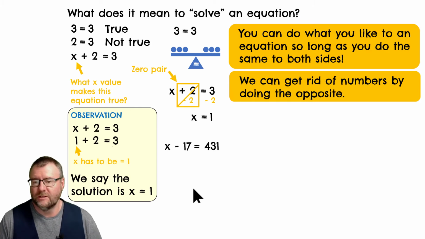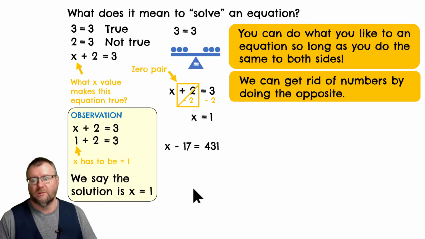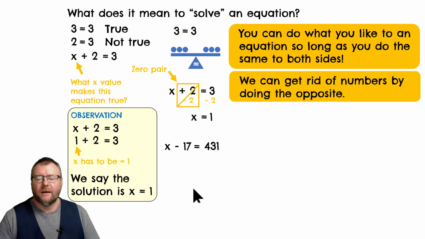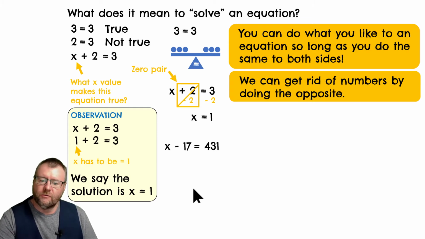You might be able to do this by observation. Just look at it and go, oh, well, yeah, it's blah. But some ugly numbers there. So let's apply this idea of getting rid of something and doing the same to both sides.